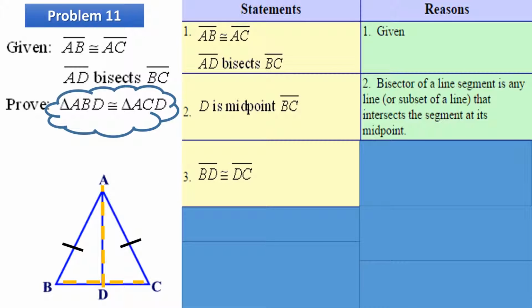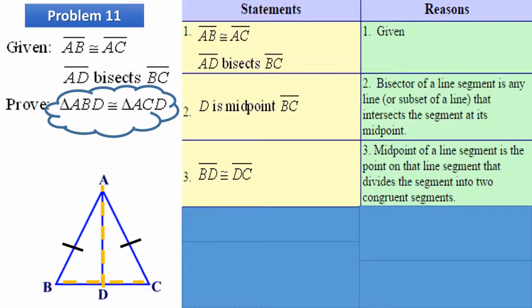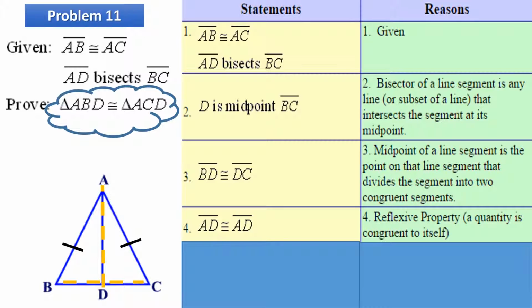Alright? Now, because we know that D is the midpoint, we can now say segment BD is congruent to segment DC. Why? Definition of midpoint. I'll let you read that. What else can we say? Well, we can also say that segment AD is congruent to segment AD. Why? Reflexive property.